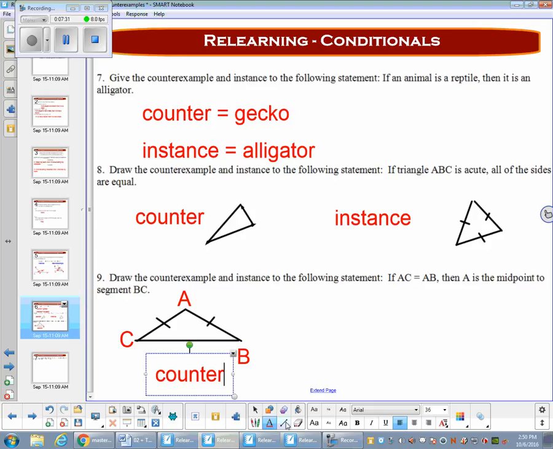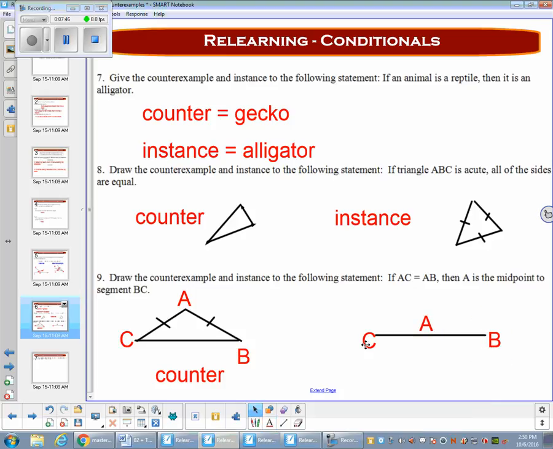Now over here, we could do it where we have an instance where we make it true, where we have C, A, and B. And then we'll say this is true because these two sides are congruent. So that means it has to be the midpoint.